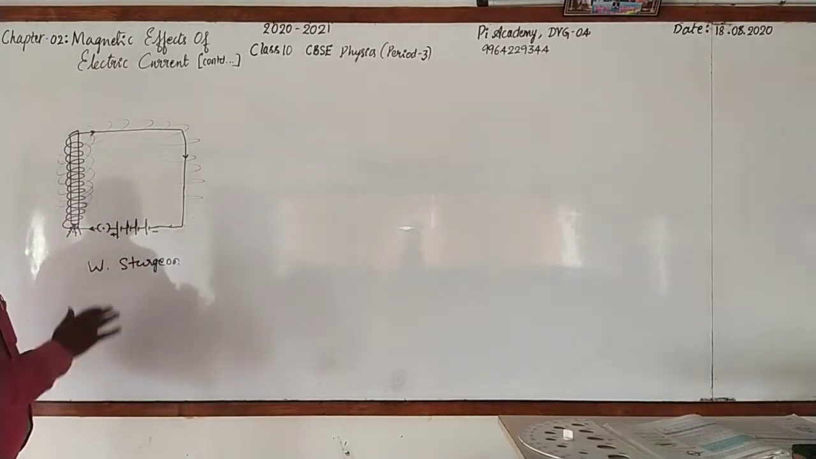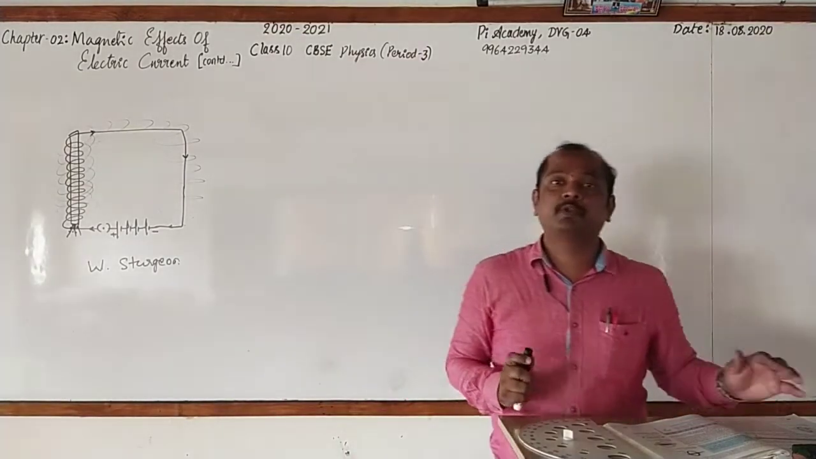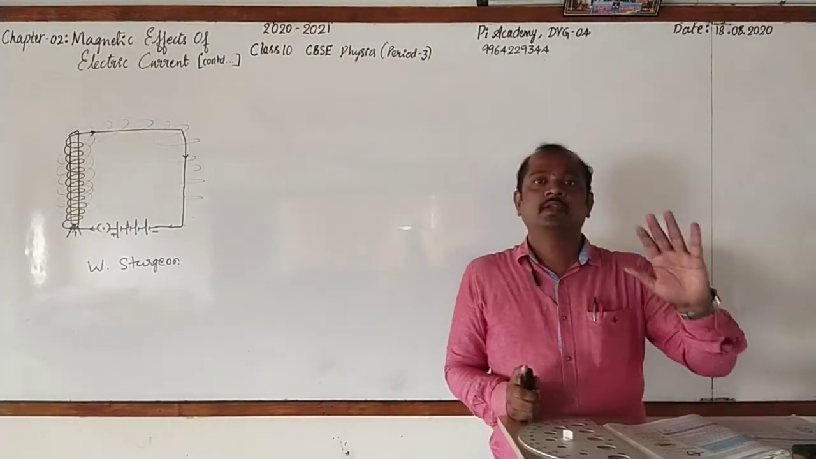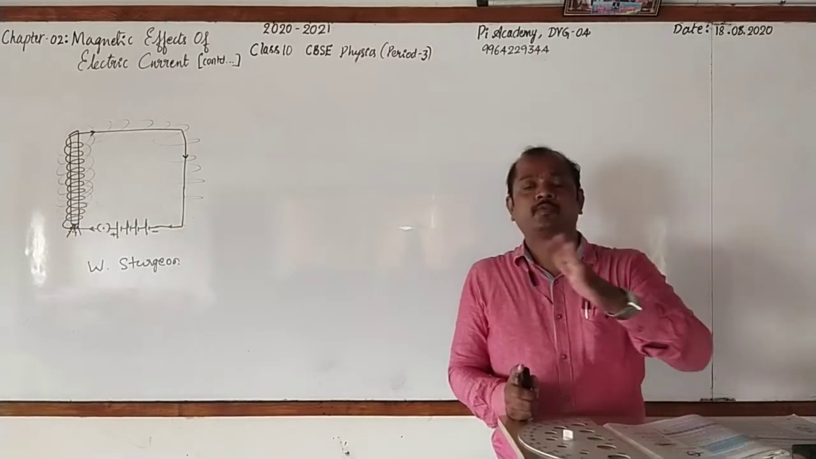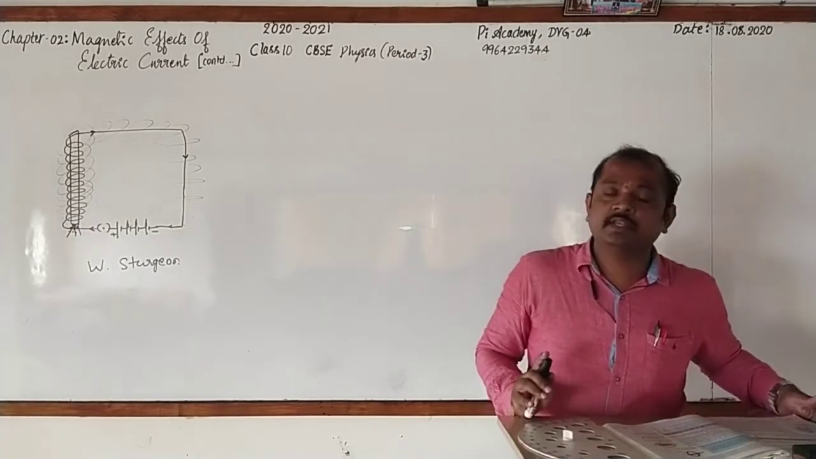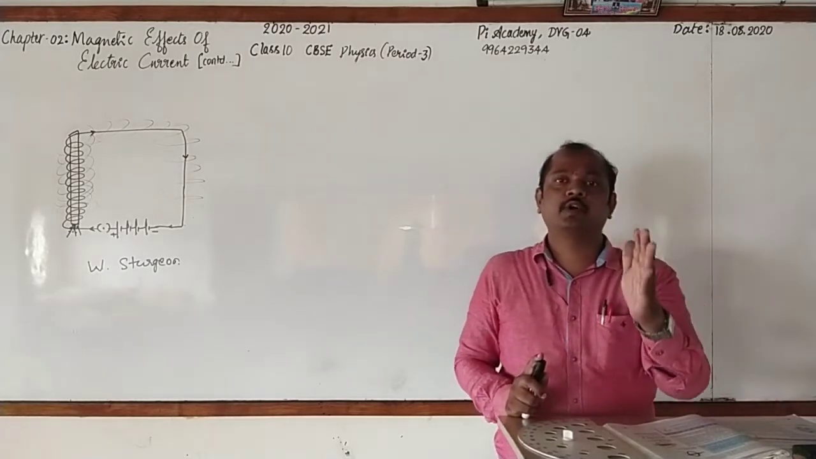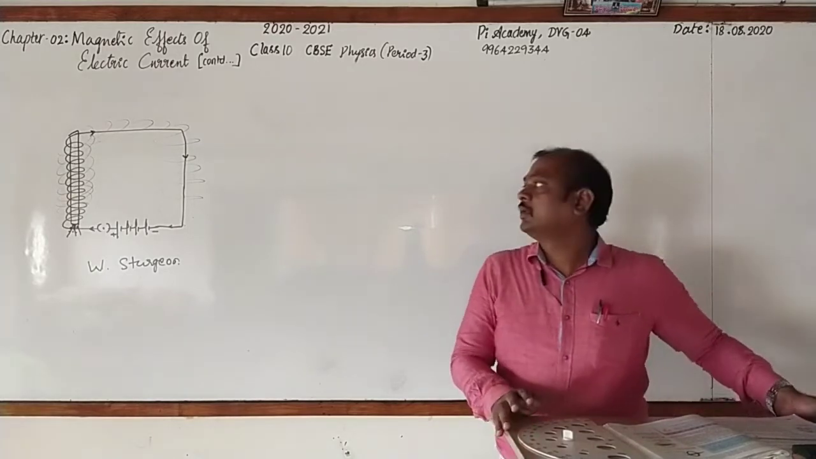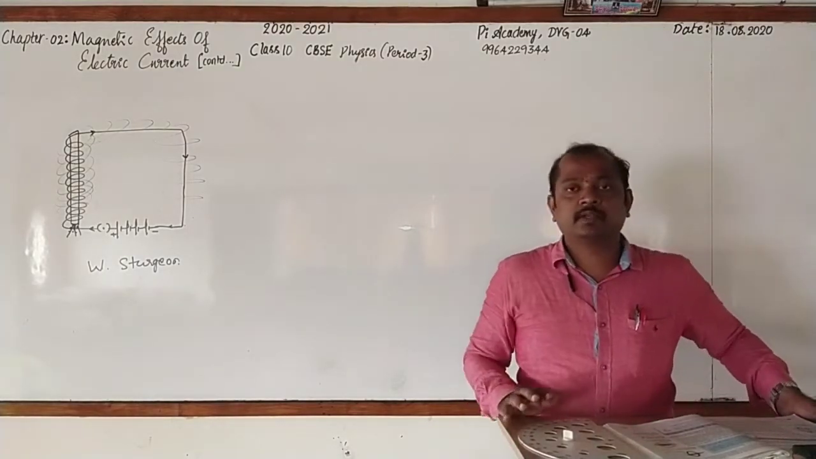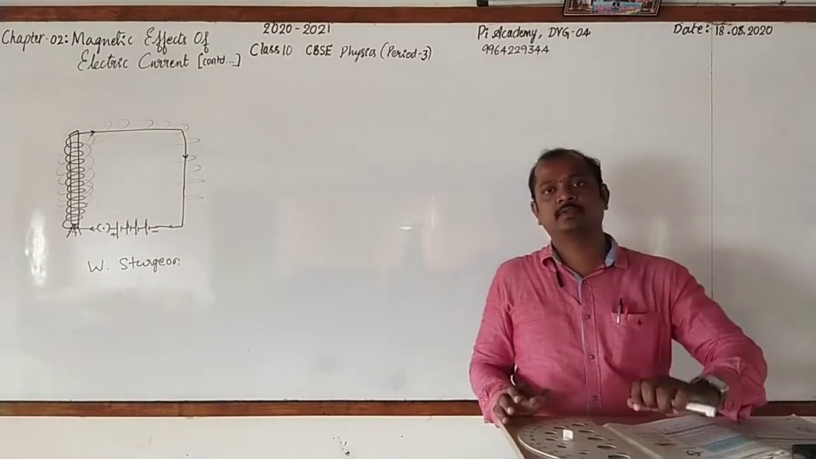Clear? Yes. And this electromagnet is called a temporary magnet. The reason is it behaves as a magnet only till the flow of current is present in the circuit. If no flow of current is there, or if the flow of current is stopped, then it does not behave like a magnet. And this electromagnet is used for many purposes.